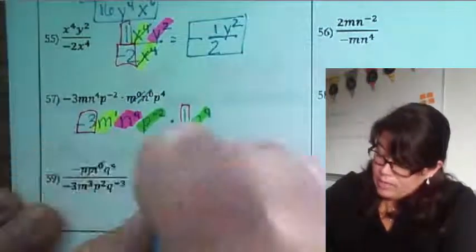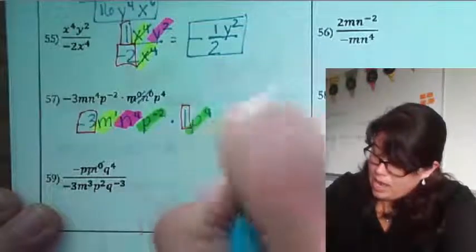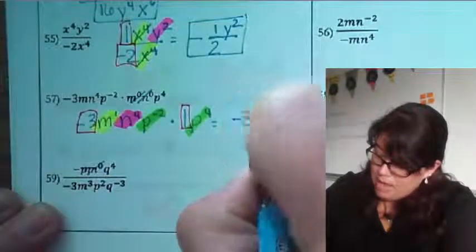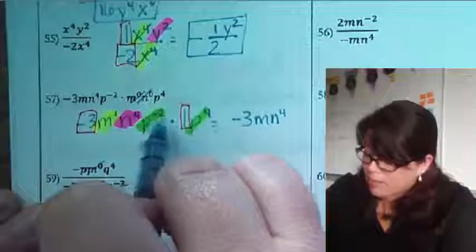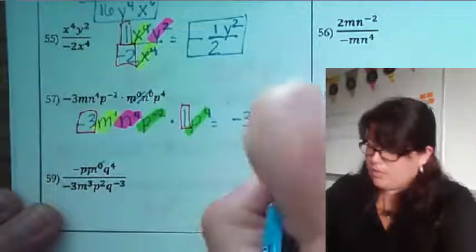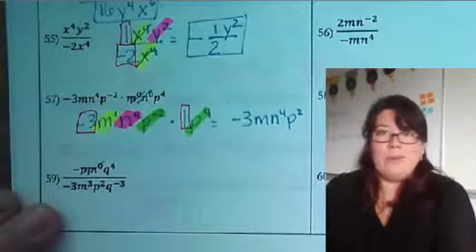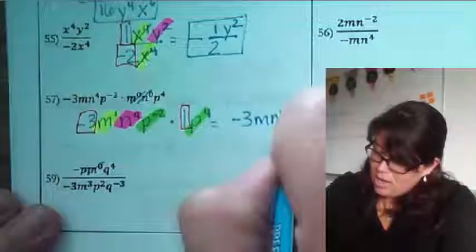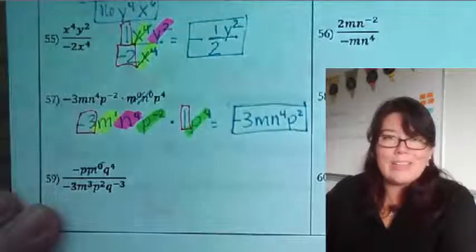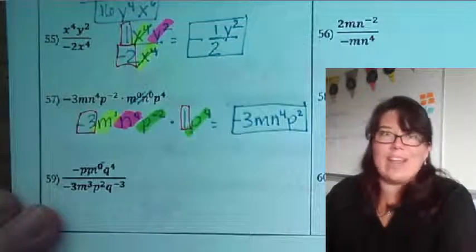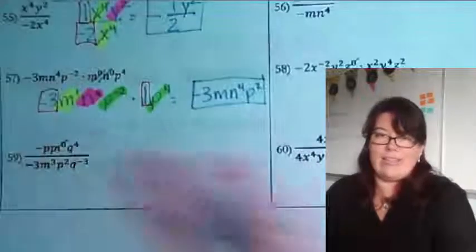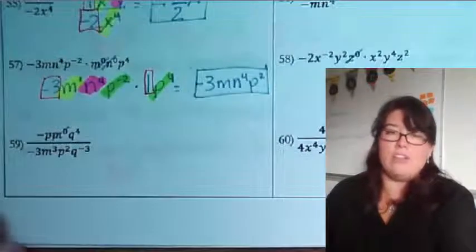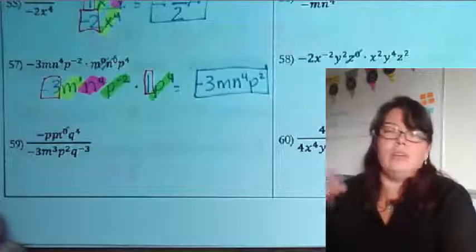Negative 3 times 1 is negative 3. M stays the same. N stays the same. P, I'm going to add negative 2 and positive 4. That gives me positive 2. Sweet. Negative exponent is gone. Negative exponents are so much easier than they sound, right? Like they sound all big and scary. Negative exponent, whoa. But no, like I said, they're super rare. You won't see them very often. As long as you know what to do when you see them, you're fine.